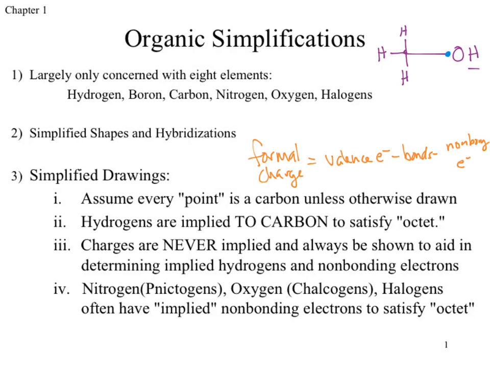And then the last one, which is particularly obnoxious and tricky: your nitrogen, oxygen, and halogens will almost always have implied non-bonding electrons, again, to satisfy the octet. That one becomes exceedingly tricky. Usually it doesn't matter, but it does become important when we look at those lone pairs trying to do some kind of reaction. So you've got to watch out for that and be aware of those limitations. Questions about any of the simplifications?